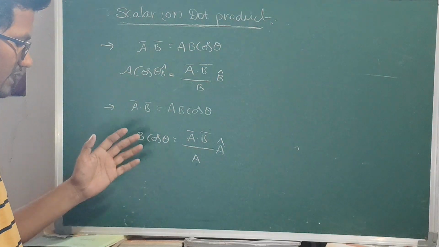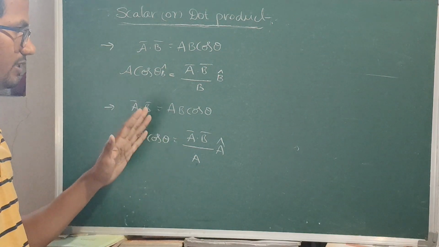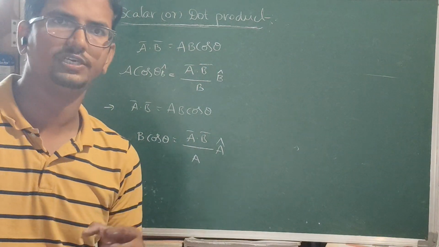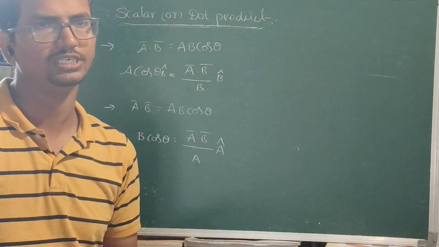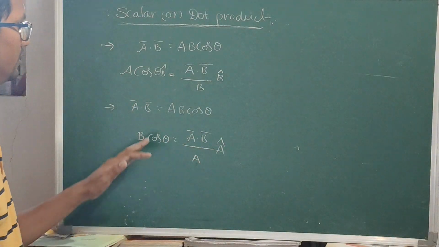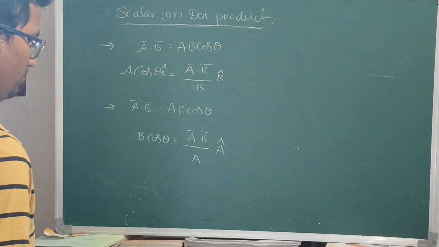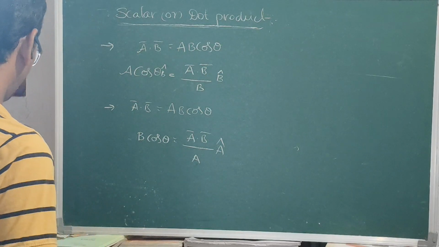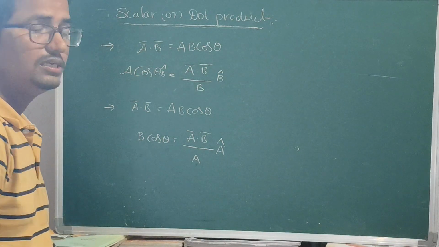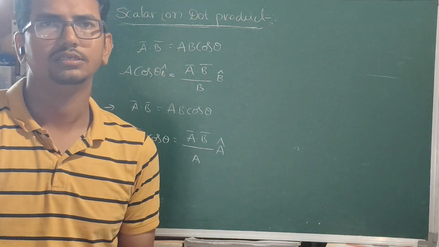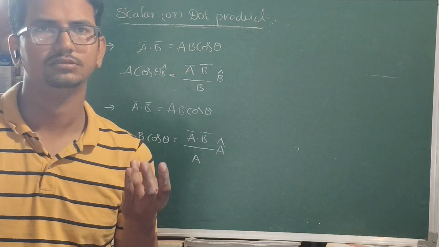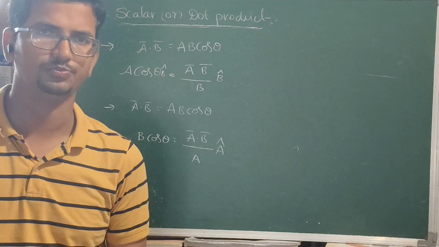There are many sums we can solve based on these formulas. Sometimes they give two vectors and ask you to find the angle between them. This is a very important formula. This is called the scalar or dot product. In the next video, we'll discuss the vector or cross product.